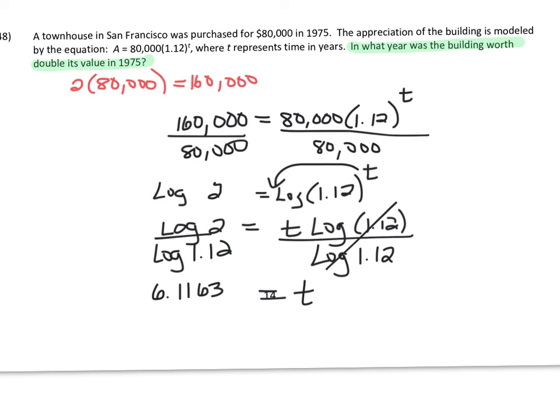So we're going to take the year that we started looking at these stats, which was 1975, or actually, I should say the year the townhouse was purchased. And let's add on 6 years. Remember, whatever the decimal is here, it still happens within the 6th year. So we're going to add on 6. And that brings us to 1981. And that's it.